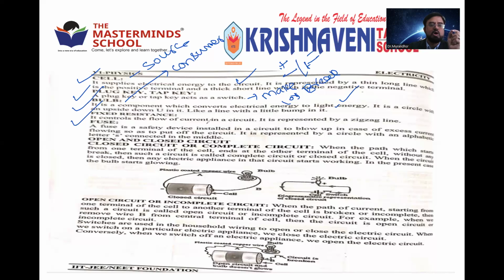Resistance opposes the flow of current in a circuit. It is represented by a zigzag line, just like speed breakers. So what is the resistance for? To control the flow of electrons.